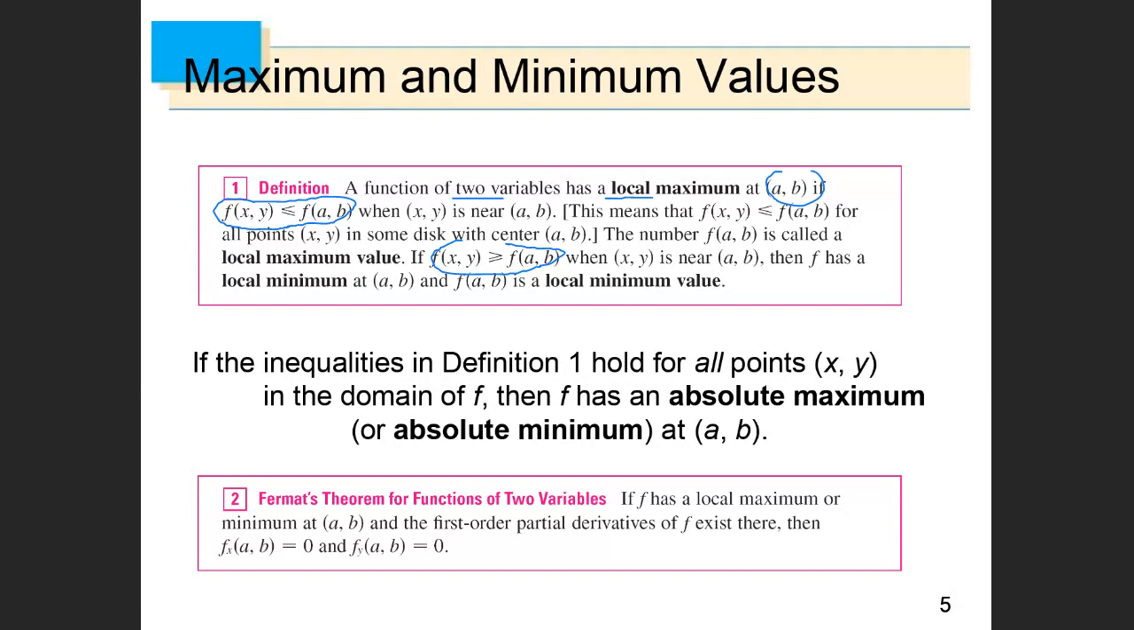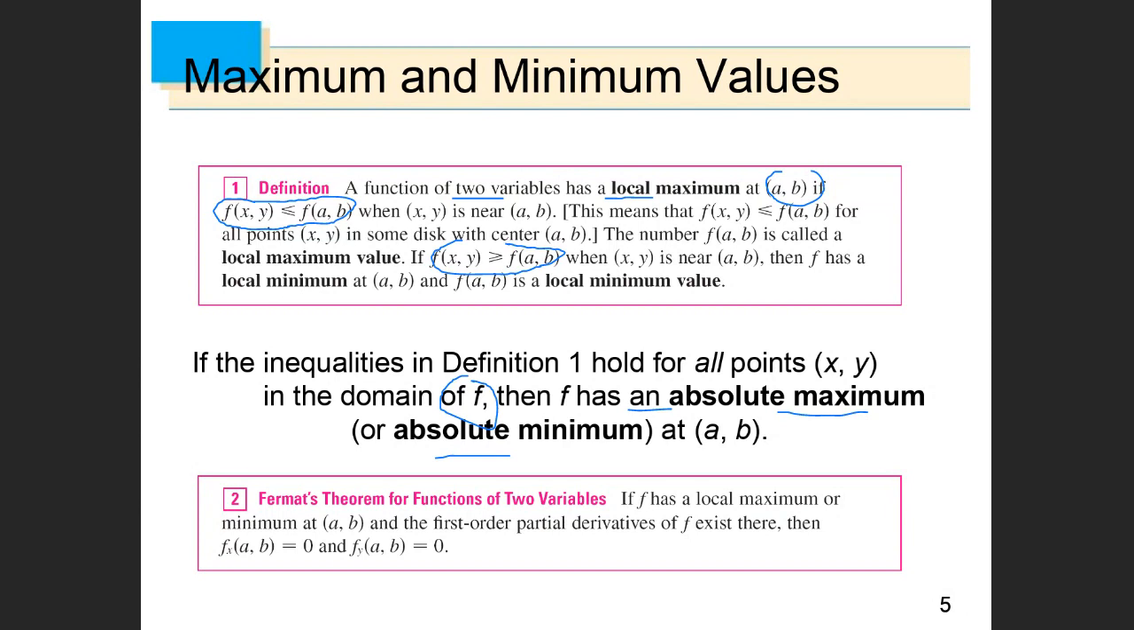Okay. Now, what is absolute? Absolute is if this extends not only to the neighborhood of our point (a, b), but to the whole domain of f. So if the inequality in definition 1 holds for all points (x, y) in the domain of f, then f has an absolute maximum or an absolute minimum. Okay. So you have to span the whole domain to be able to conclude that we have an absolute maximum or absolute minimum.